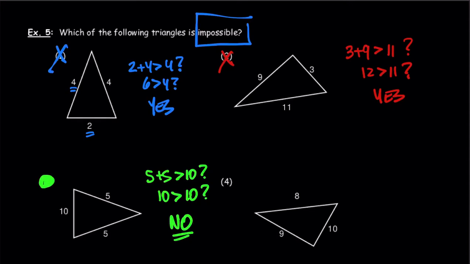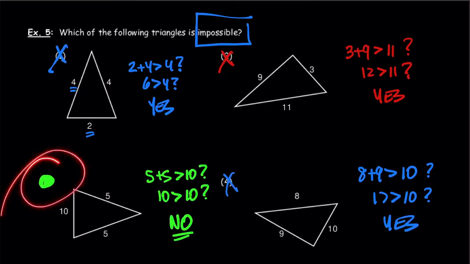We'll just check the last one. Is 8 plus 9 greater than 10? Is 17 greater than 10? Yes. So this one is possible. Reject it. Obviously, choice 3 is our only answer. So that wraps up day 8 notes. Again, it's a pretty straightforward concept as long as you remember to take the two smaller sides. And it has to be greater than the third. The sum has to be greater than the third.